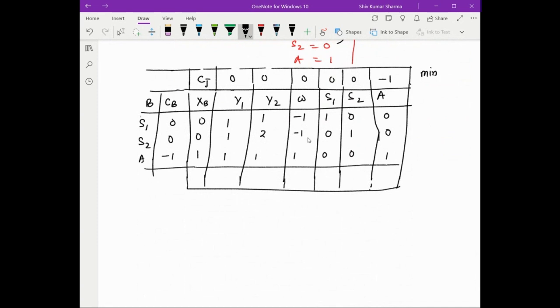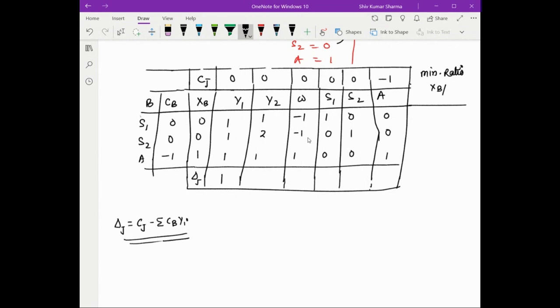Here we write the minimum ratio, XB upon y. So we write here delta z. We multiply the cost into these columns. 0 into 1 is 0, 0 into 1 is 0, 0 plus 0 is 0, -1 into 1 is -1, and we add all three: 0 plus 0 plus -1 is -1, and subtract it from the cost, which is 1. You know the formula? The formula of delta j we use here is Cj minus the summation of Cb yi.